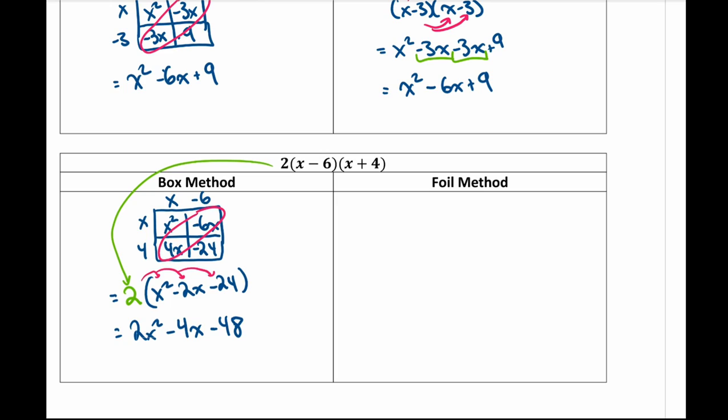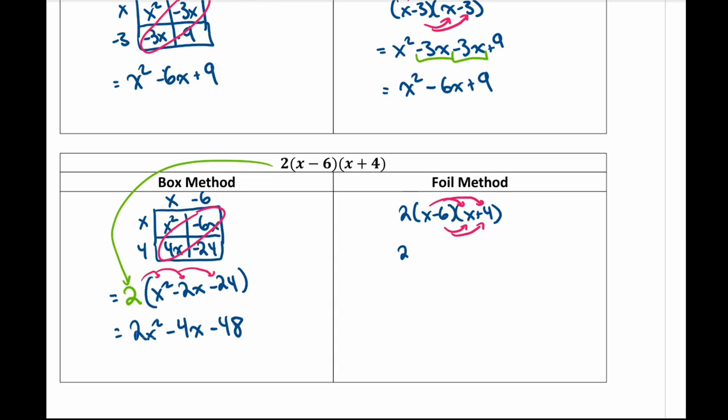For the FOIL method, it's the same thing. I'm going to write out my full equation or expression. So x minus 6 times x plus 4. I'm going to do the FOIL method first on my two brackets because I should be comfortable with that by now.